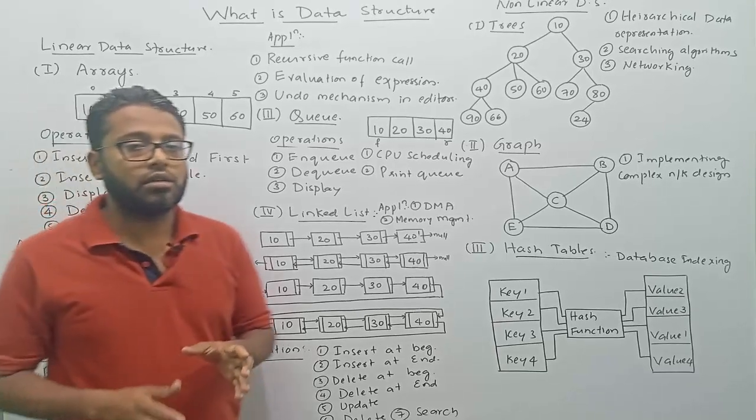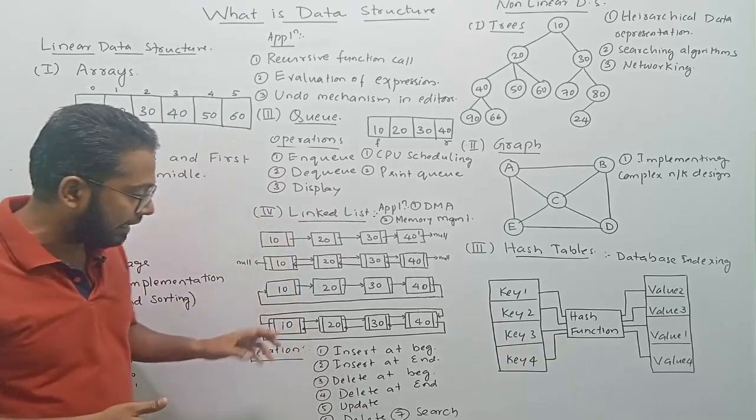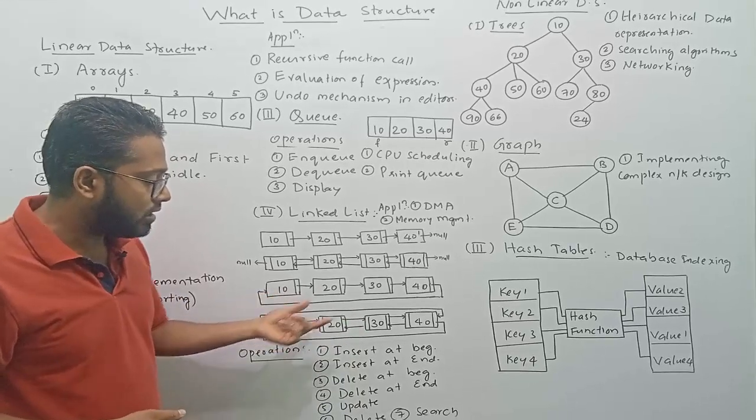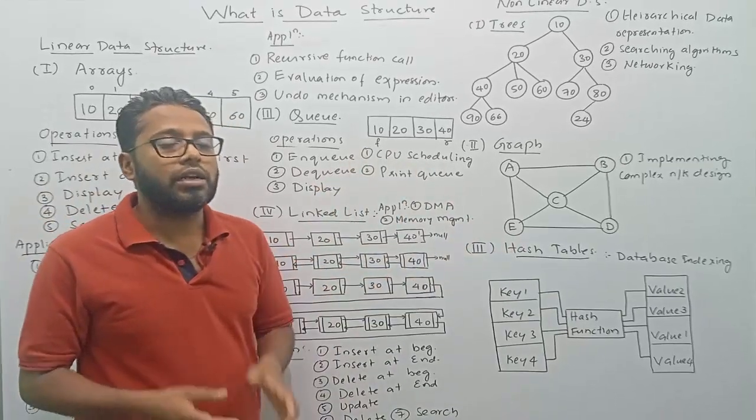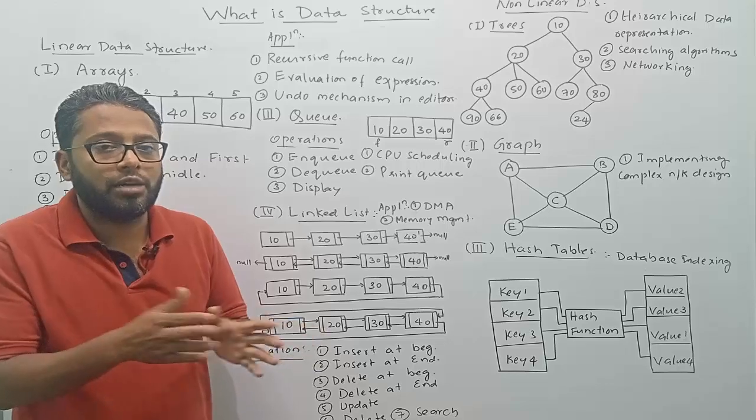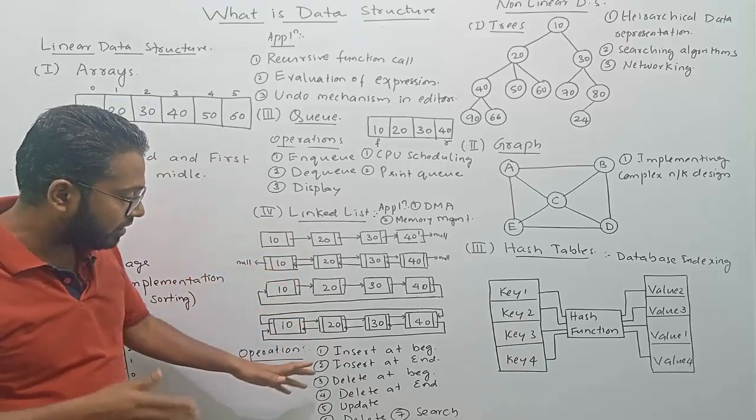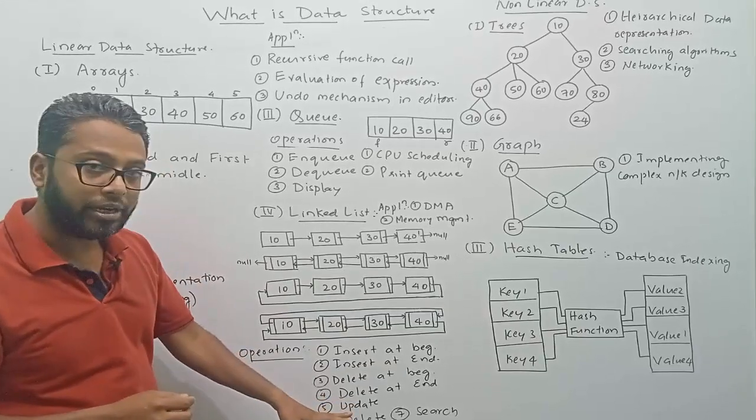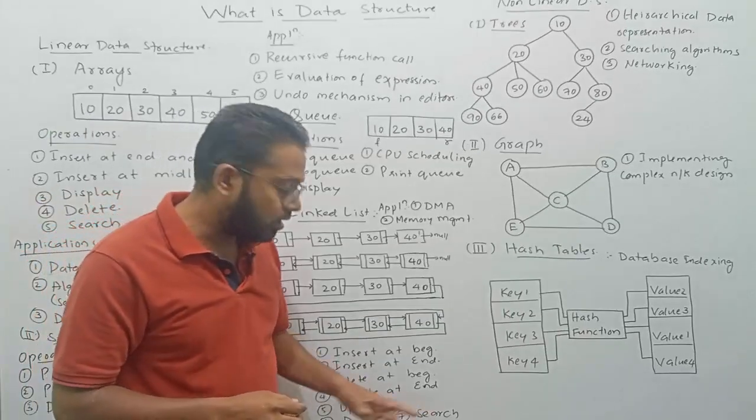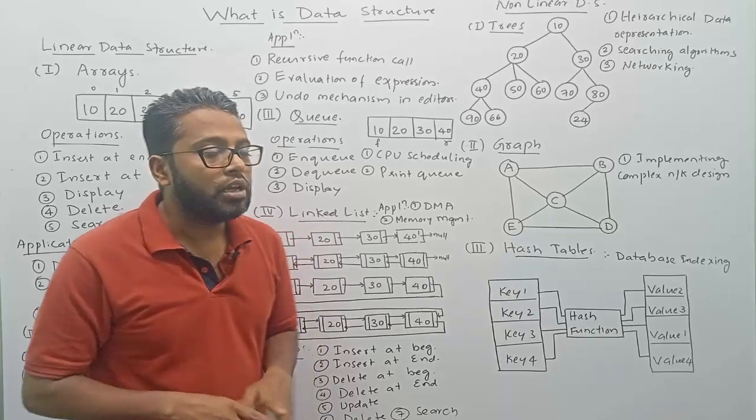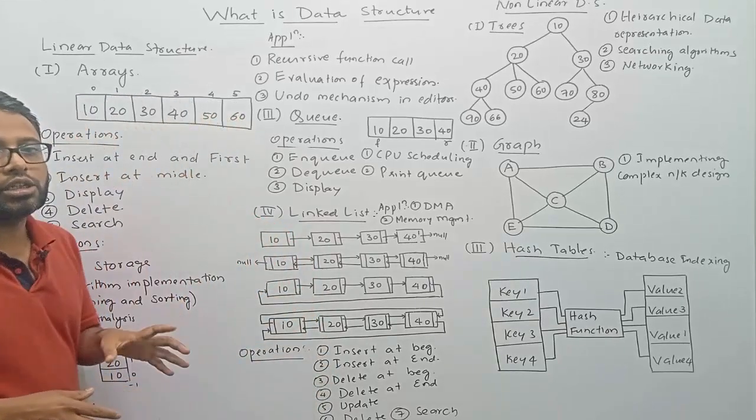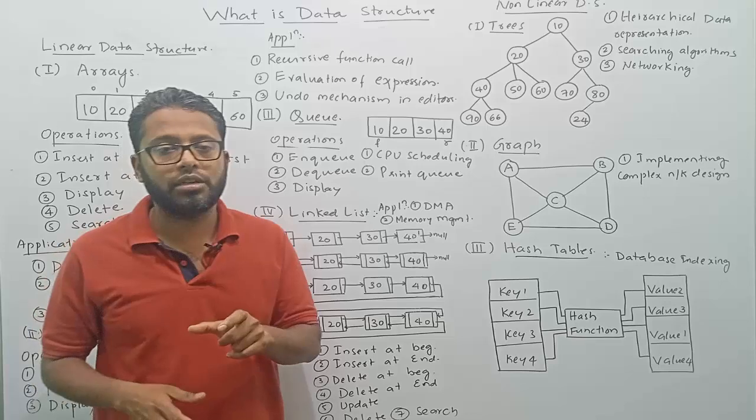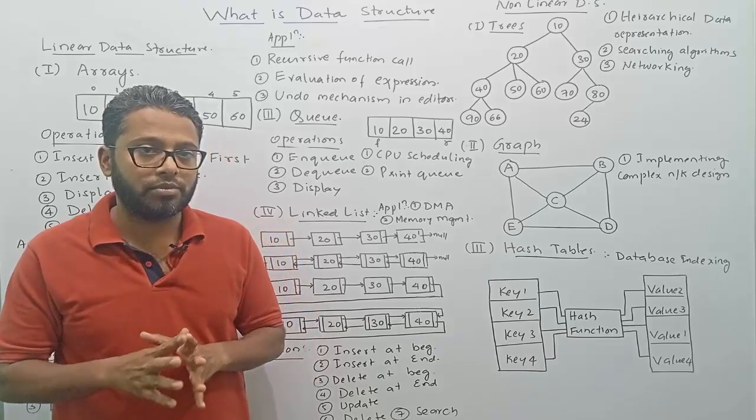Next, operations. We can perform various operations like inserting a node at the beginning, inserting a node at the end, or inserting a node somewhere in between the list. And the same kind of operations we can perform with respect to delete and update, and we can perform search and display the list as well. So we can use the linked list to perform dynamic memory allocation and memory management.